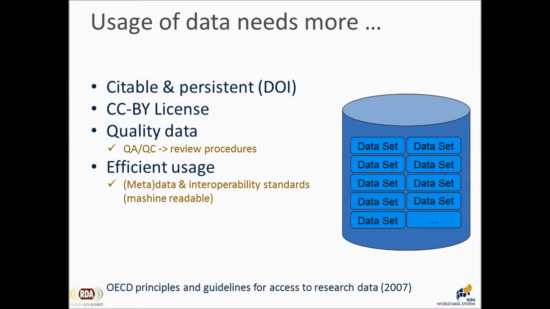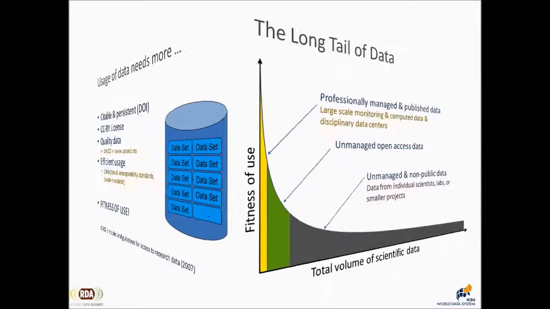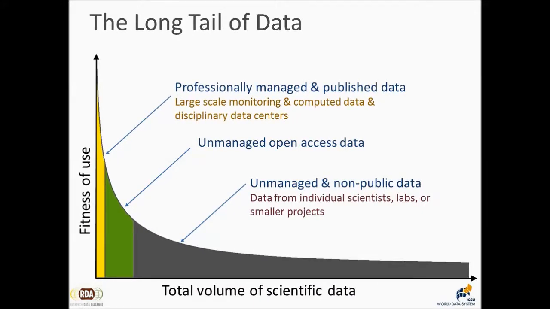The next slide sketches the status of research data, the long tail of data versus the short tail of the data. Okay, it's showing up. The slide shows a diagram of fitness of use versus the total volume of data. On the left side, there is a slot with professionally managed and published data. Large part of the data are coming from large-scale monitoring or computed data, so modeling data, or from disciplinary data centers, such as data from the WMO, for example, or remote sensing and climate research.